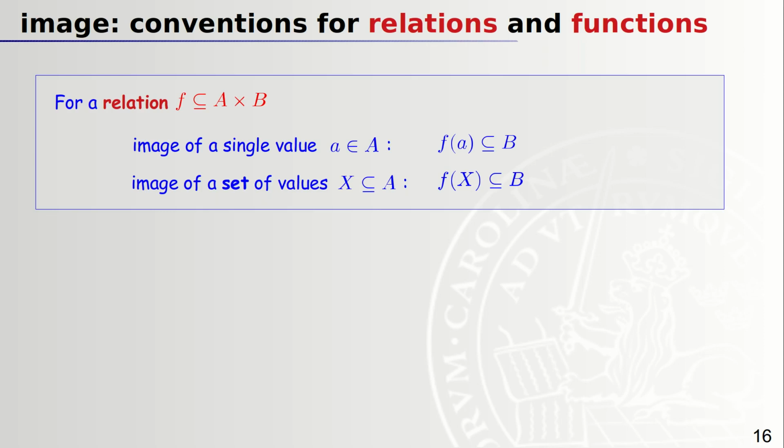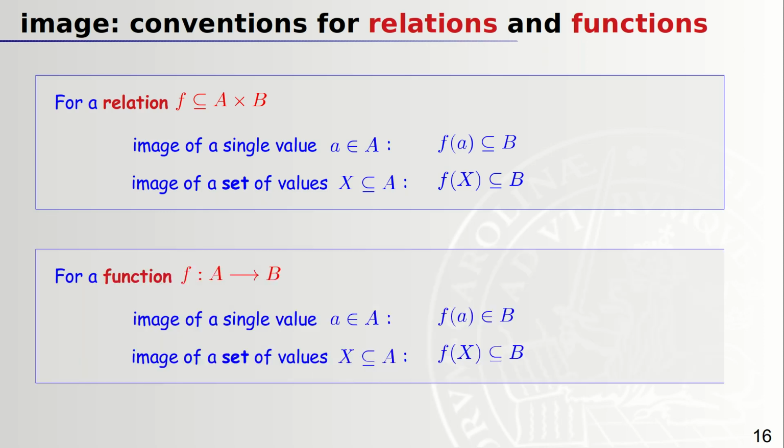The same is true for the image of a set of values in the source. It is a set of values in the target, and it could be any number of those, including none at all, in which case the image would be empty. With functions, the image of a set of values is still a set of values in the codomain. However, there is a difference when it comes to the image of a single value. If we talk about f as a function, we know that it must map every value in its domain to exactly one value in its codomain, by definition.